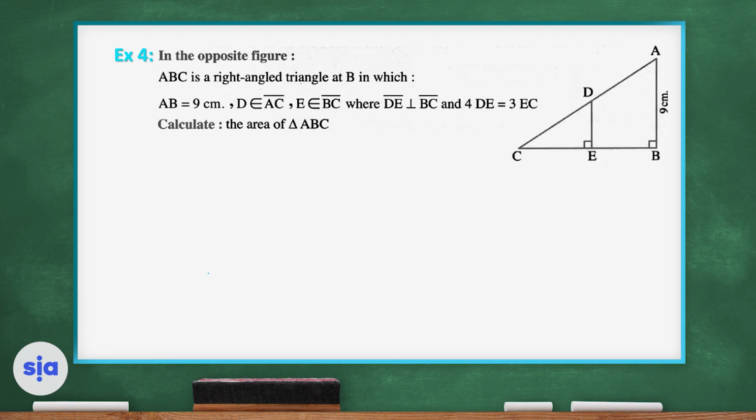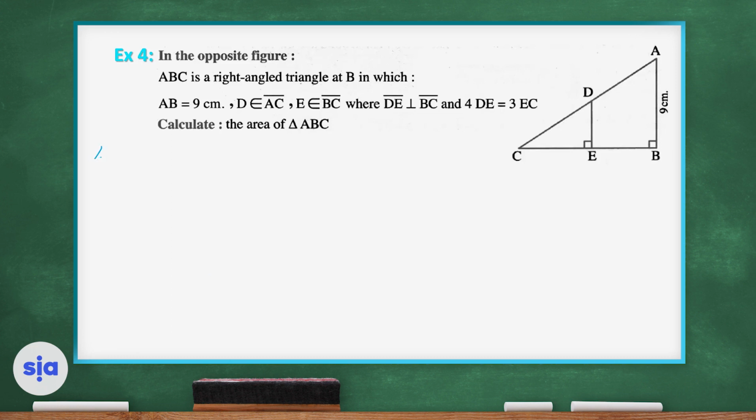Exercise number 4. In the opposite figure, ABC is a right angle triangle at B, in which AB is 9 centimeters, where D belongs to AC and E belongs to BC, where DE is perpendicular to BC and 4DE equals 3EC. The question here wants us to find the area of triangle ABC.